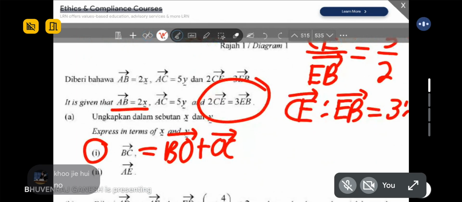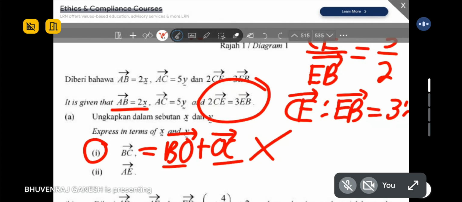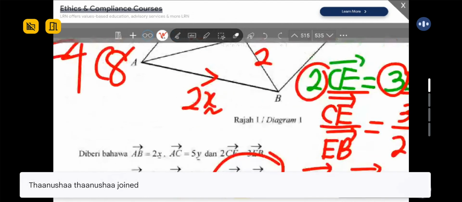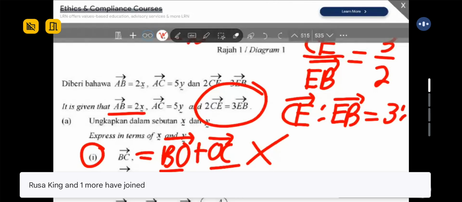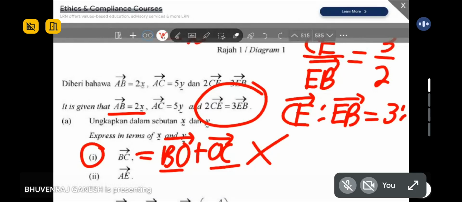Cannot. Very good. Because you don't have vector BO, you don't have vector OC. No information. Although it's correct, BC equal to BO plus OC, but there is not enough information. Okay, not enough information. Can, guys? So always choose something where you have complete information. Okay, that is the concept.